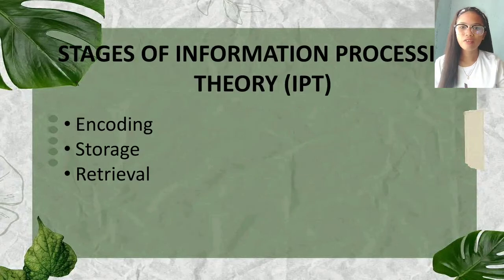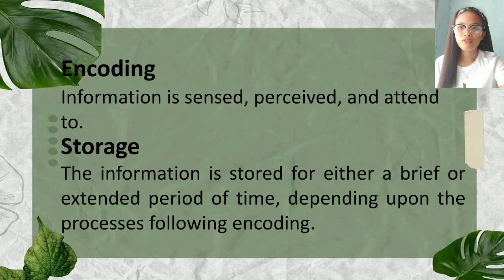There are stages of information processing theory: encoding, storage, and retrieval. Encoding: information is sensed, perceived, and attended. Encoding is the input of information to memory. We get information into our brains through a process called encoding, which is the input of information into the memory system. Once we receive sensory information from the environment, our brains label or code it. We organize the information with other similar information and connect new concepts to existing concepts.